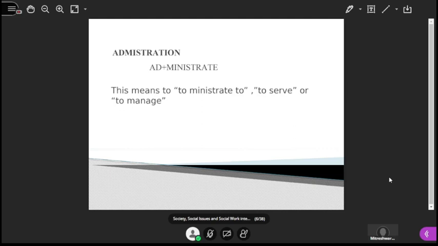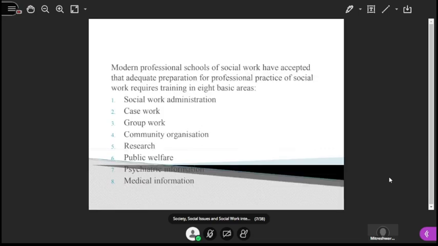What is administration? This means to administrate and to serve or to manage. Okay. So modern professional schools of social work have accepted that adequate preparation for professional practice of social work requires training in 8 basic areas. Alors, qu'est-ce que c'est 8 areas? Alors, social work administration, casework, group work, community organization, research, public welfare, psychiatric information, and medical information.